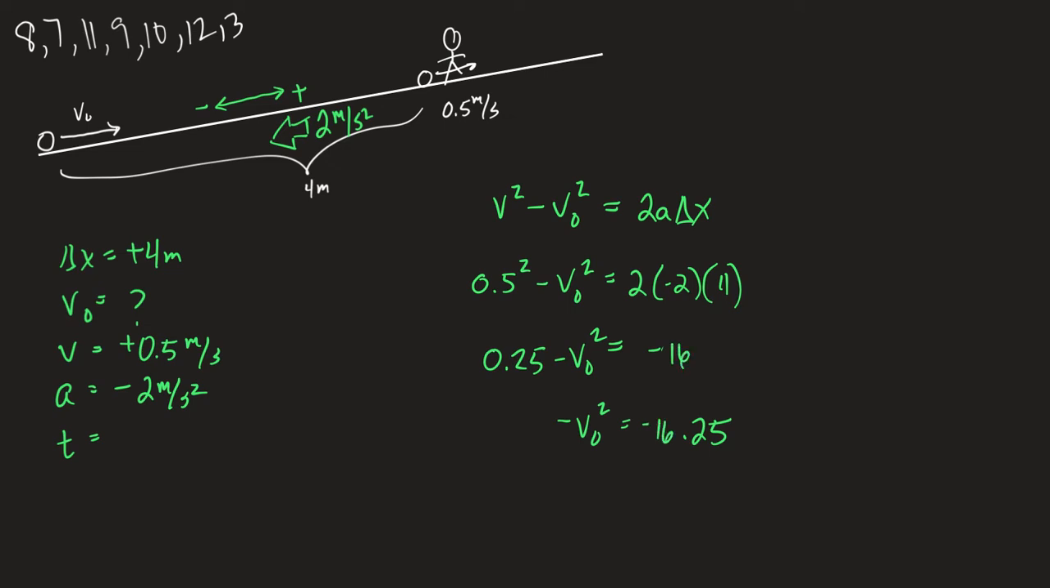Thus, negative 16.25. Strip off the negative signs and take the root. So V naught's going to be a little greater than 4 meters per second. Right, square root of 16 is 4, so what, 4.1?